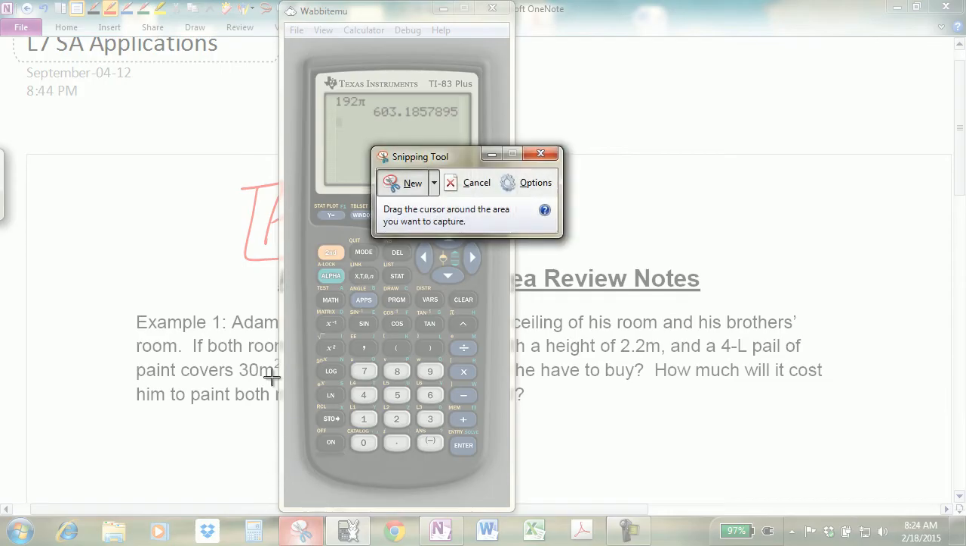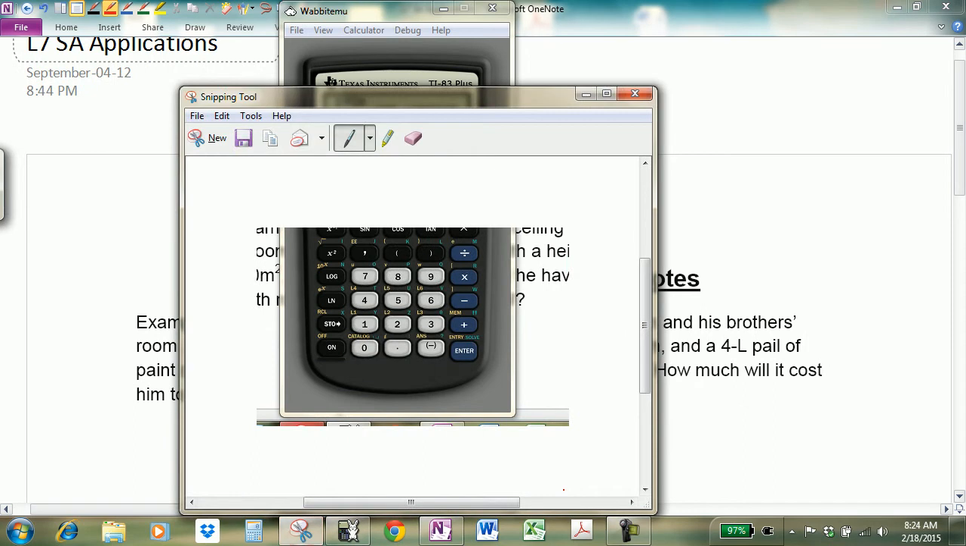Let me just bring that up for you so you can see it a bit better. Okay, so right here is the ANS button. So I'd have to press the second function button, press it, and then I'd have to press that button there. Okay? You guys found that button on your calculator?